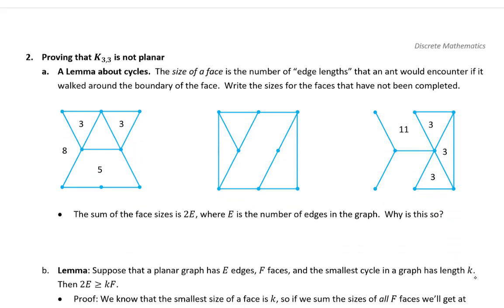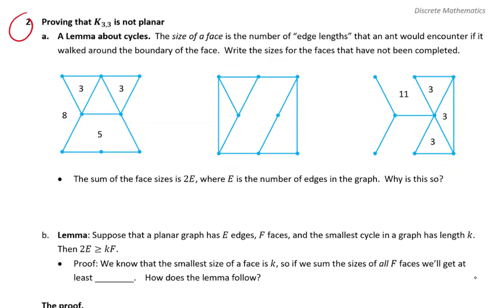The second big idea, number 2, is proving that K33 is not planar. We need two lemmas. You see part A is a lemma, and then a little further down part B, that's a lemma, and then we'll get to the actual proof. So let's talk about the lemma at A.